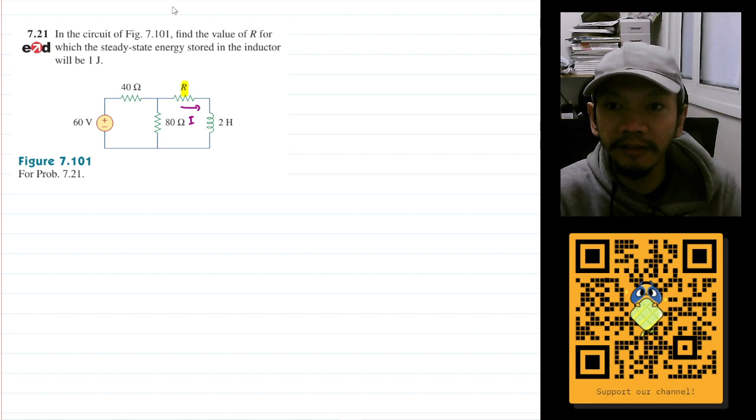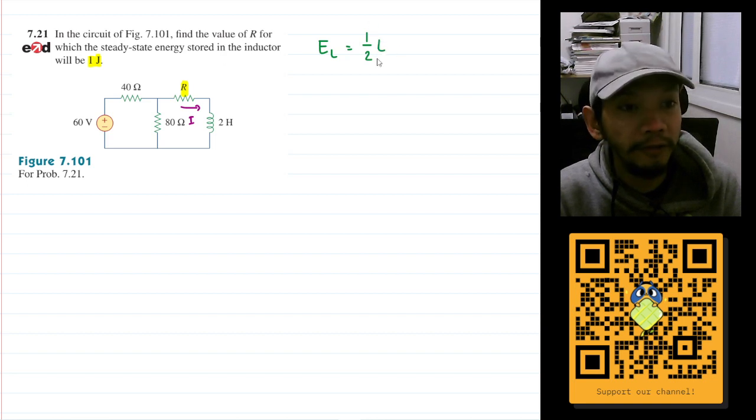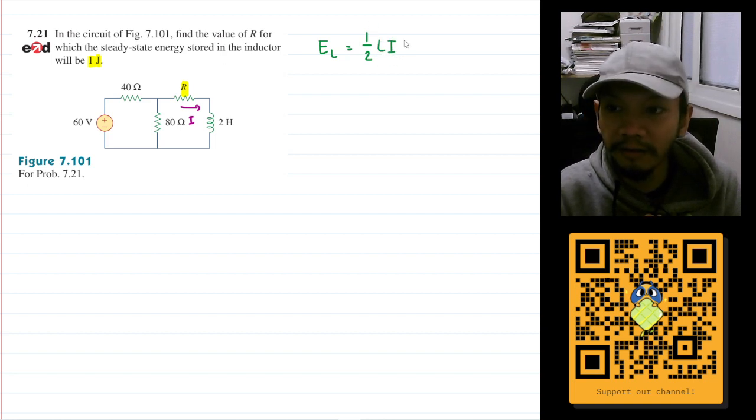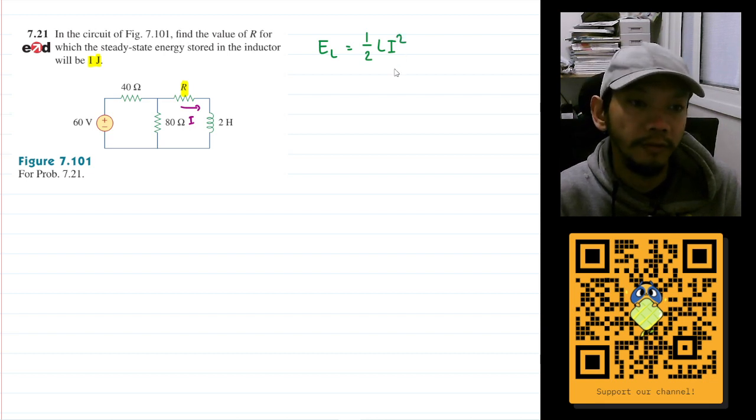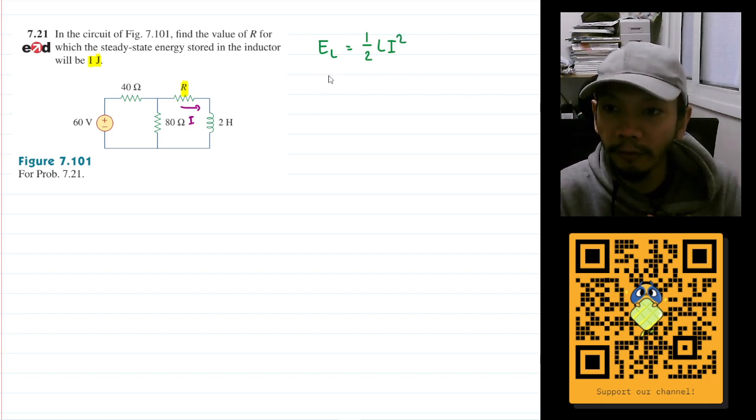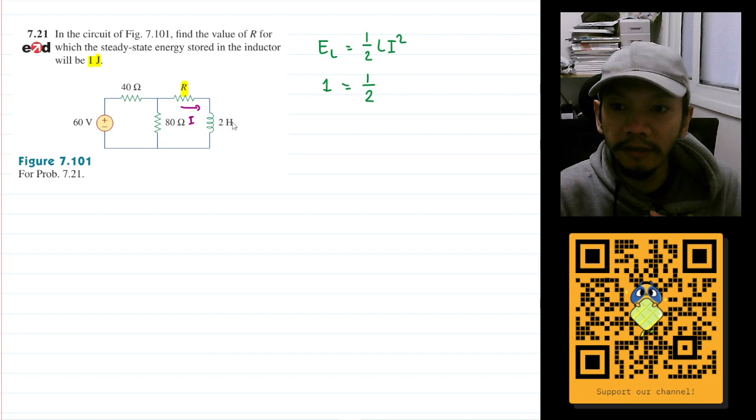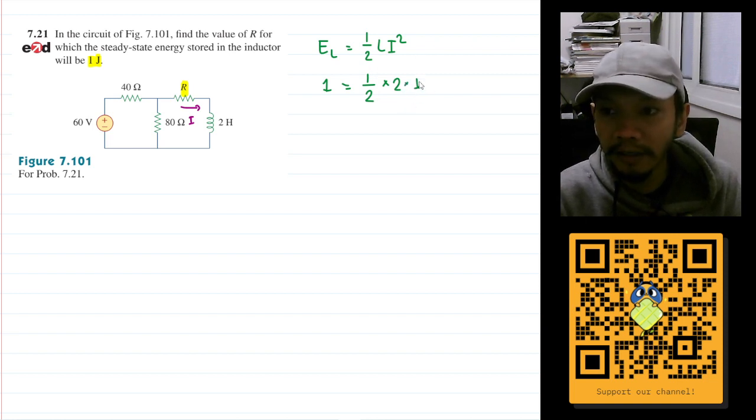How? We know that the energy stored in the inductor will be 1 joule. The energy stored in an inductor will be 1/2 multiplied by the value of the inductance multiplied by the current that passed through it squared. We know the energy stored is 1, and then 1/2, and we also know the value of this inductance, which is 2 Henry. And we need to know the value of I squared. That will be, I squared will be 1.